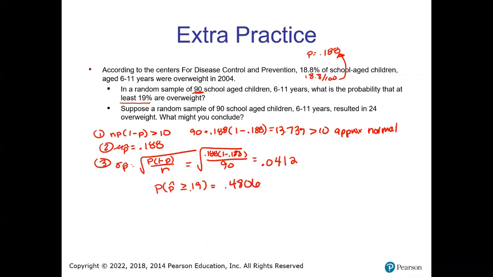So pretty common. Remember that our entire proportion is 18.8%. So to get a value of 19% isn't going to be too far off in our sample here. And we see that.